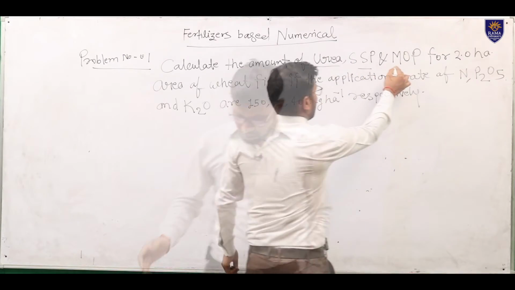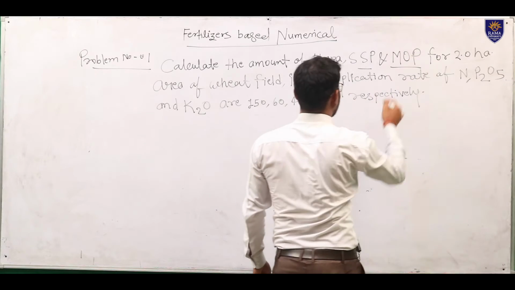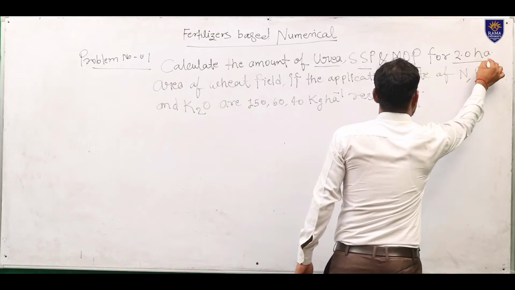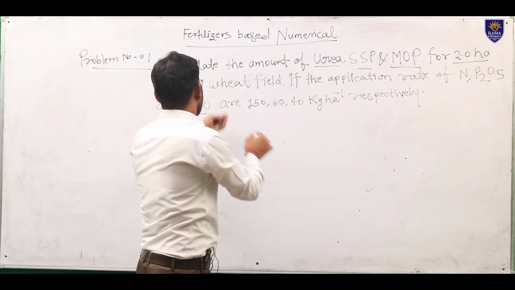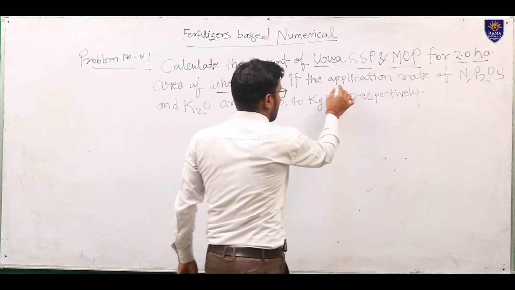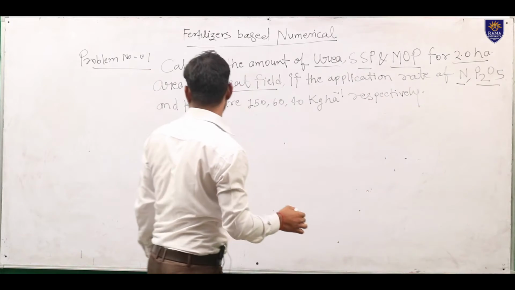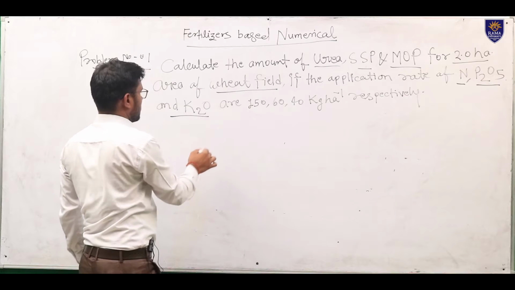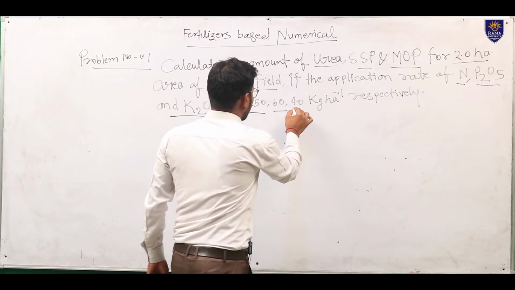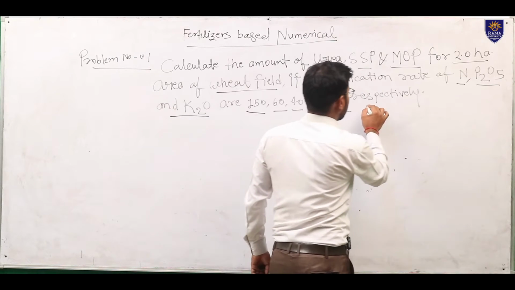Calculate the amount of urea, SSP, and MOP, meaning muriate of potash, for 2 hectare areas of wheat field, if the application rates of nitrogen, phosphorus (phosphorus pentoxide), and potassium oxide are 150, 60, 40 kg per hectare respectively.